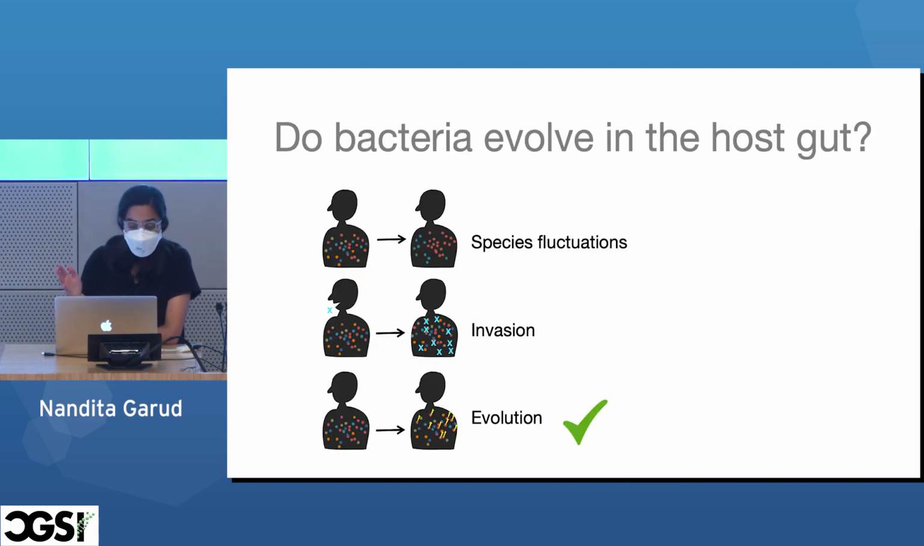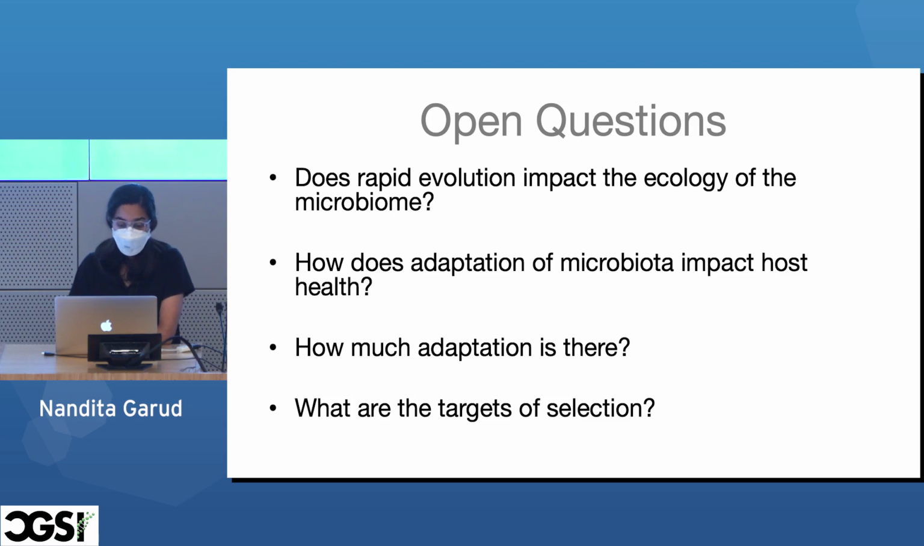So we indeed see evolution in the host gut, but that isn't the end of that story. How does rapid evolution impact the ecology of the microbiome? How does adaptation of microbiota impact host health? How much adaptation is there? What are the targets of selection? These are just a smattering of questions that we can ask.